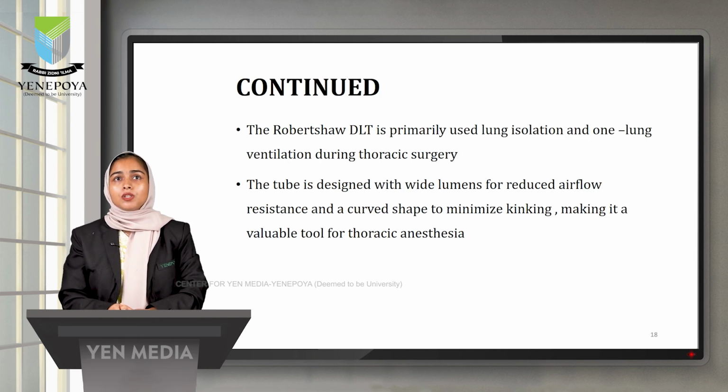The Robertshaw double lumen tube is primarily used for lung isolation and one lung ventilation during thoracic surgery. The tube is designed with a wide lumen for reduced airflow resistance and a curved shape to minimize kinking, making it a valuable tool for thoracic anesthesia.